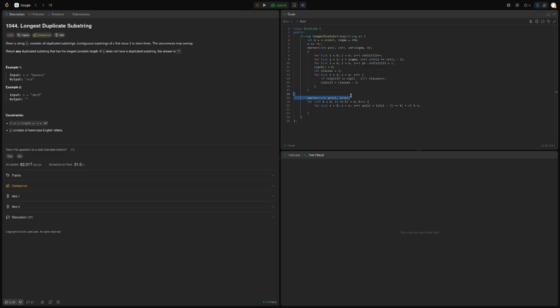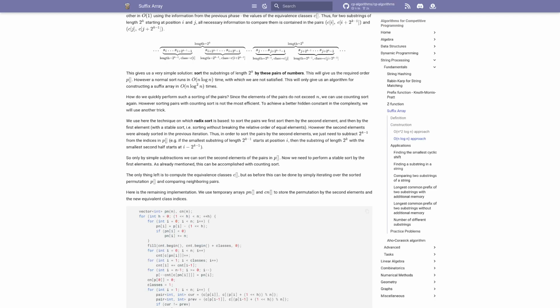So I don't need pn, I think. I can just do vector pair. I think it was like that. And I should be able to modify this.